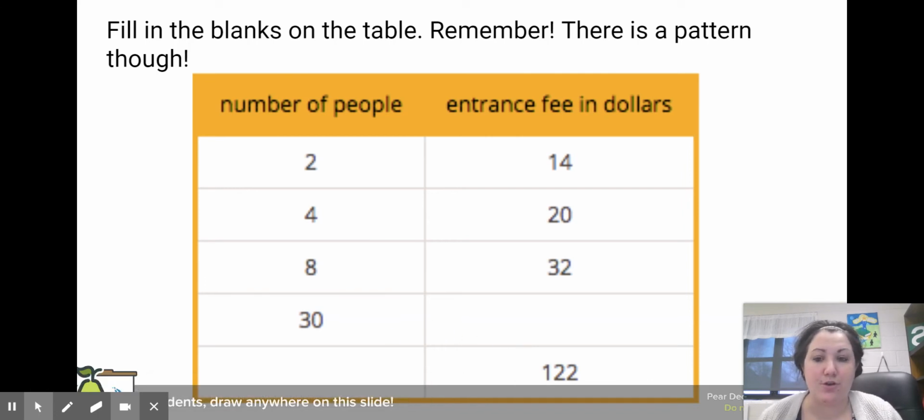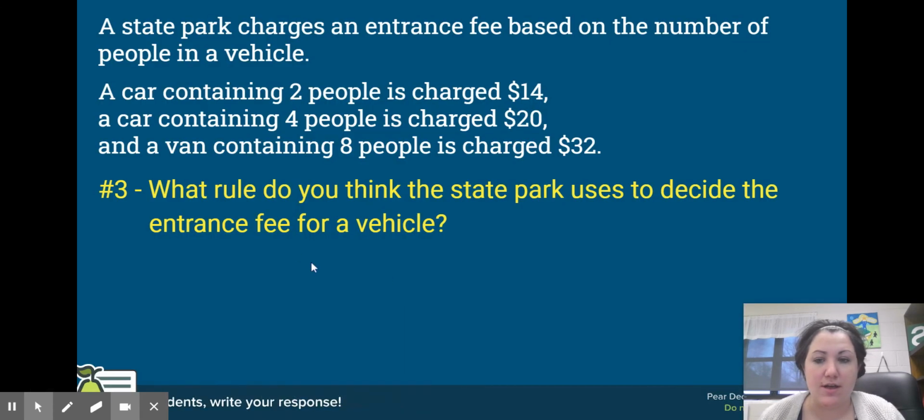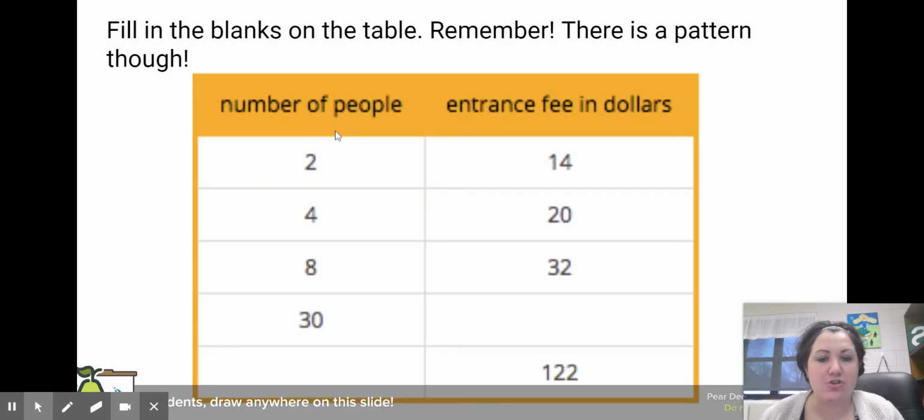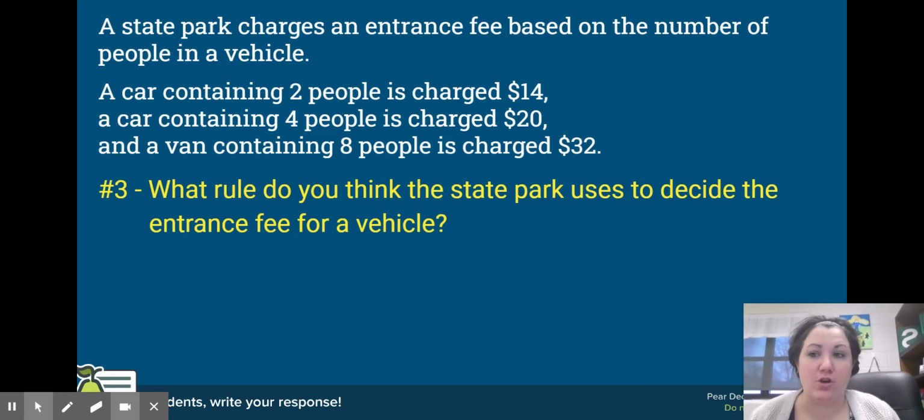How much would it be for 30 people, and how many people could do $122, okay? And then as you're doing this, I want you to think about, hey, what's the rule that they make, that you think they make, to decide this entrance fee? How much do they charge per person, and did they charge for the car itself?